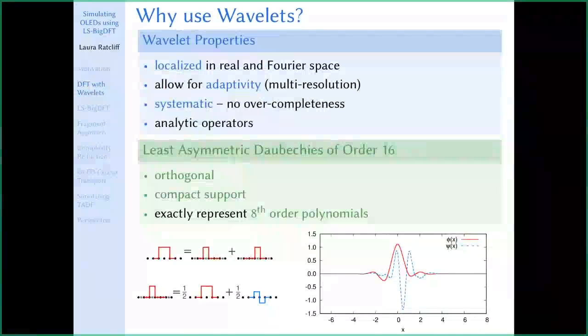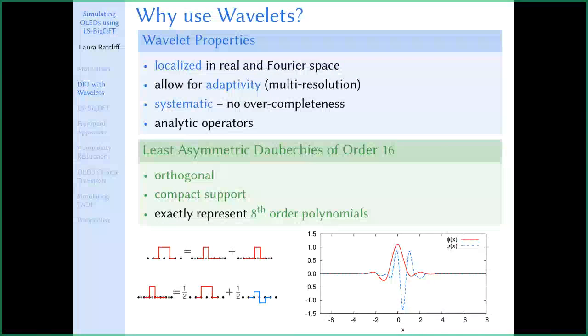So Big DFT's main interesting feature is that it uses a wavelet basis set, which is a basis set with which most people are probably not so familiar. Wavelets have nice properties for use as a basis set for DFT. So they're localized in real and Fourier space. They have multi-resolution properties. So if you would consider the simplest family of wavelets, you have two different types of functions: the scaling functions and the wavelets.